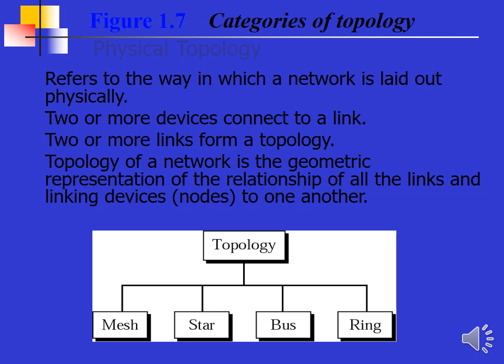Figure 1.7 shows categories of topology, that is the physical topology, how you will lay down the network. It refers to the way in which a network is laid out physically. Two or more devices connect to a link, and two or more links form a topology. The topology of a network is the geometric representation of the relationship of all the links and linking devices, called nodes, to one another.